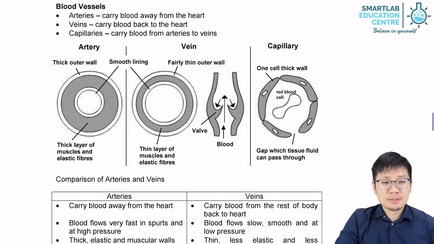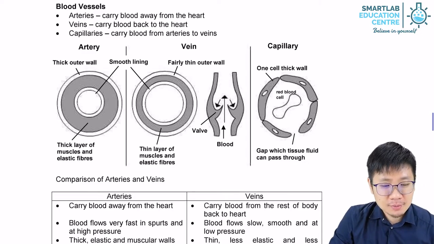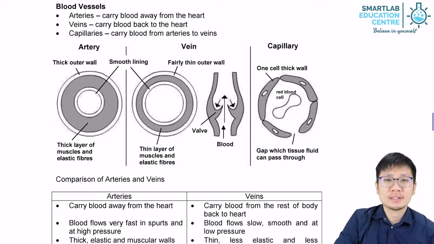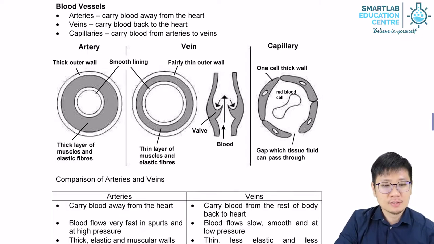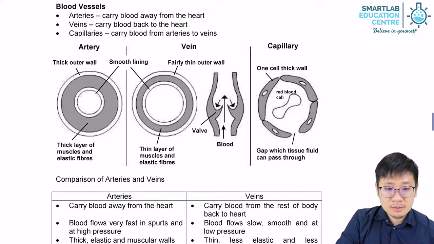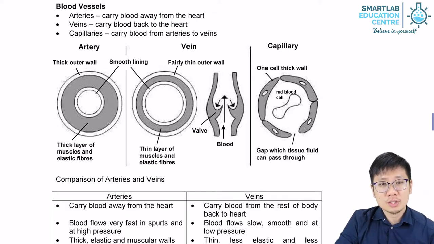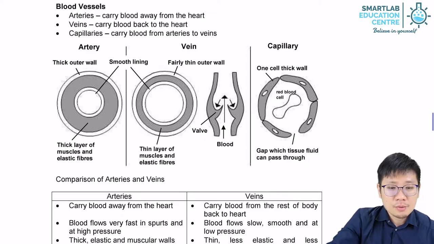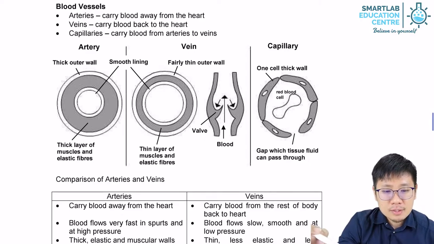Okay, now we're going to talk about blood vessels. The blood vessels of your body are divided into three types. We have the arteries, the veins, and the capillaries. Shown here is a picture summarizing the structure of all three. We're going to start with the functions of each first. We're going to talk about the artery function.